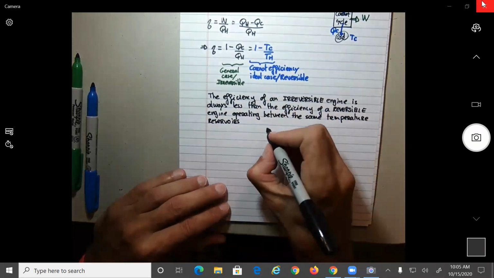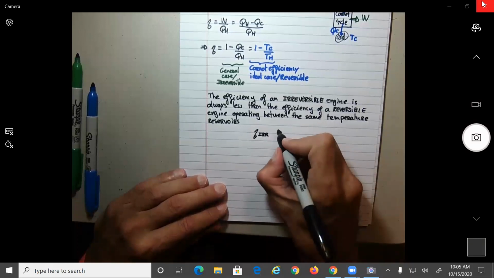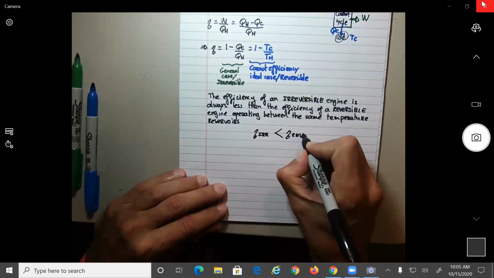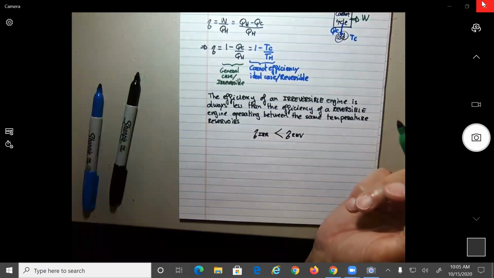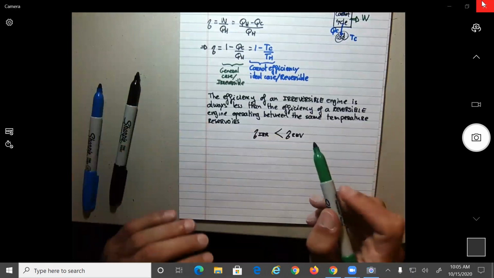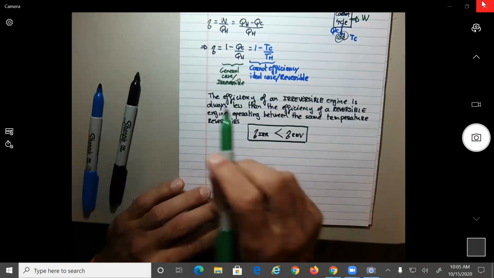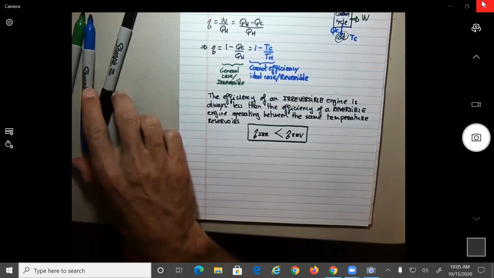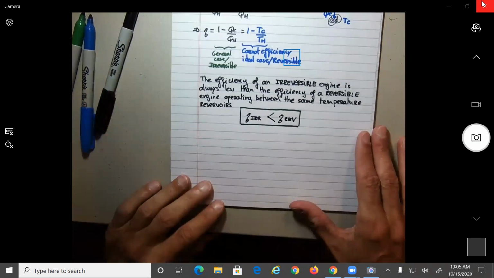Okay, so basically the first Carnot principle is what? That the efficiency of an irreversible cycle will always be lower than the efficiency of a reversible cycle. This is a really important one, okay?